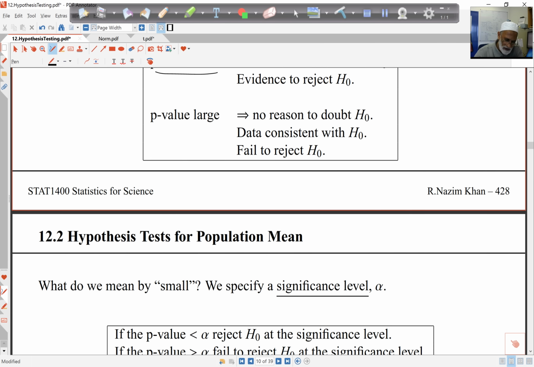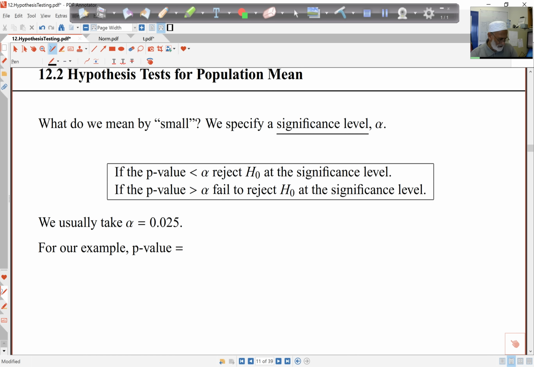So, what's small and large, as we saw earlier, is going to be decided by a preset significance level. So for a one tail test, if the p-value is less than alpha, reject H0; bigger than alpha, fail to reject H0. We usually take alpha to be 0.025, and we'll see why this is the case. Most people might take 5%, we'll take 0.025 here. So our p-value here is 0.2077, and that's quite large compared to 0.025. So there is insufficient evidence to reject H0.